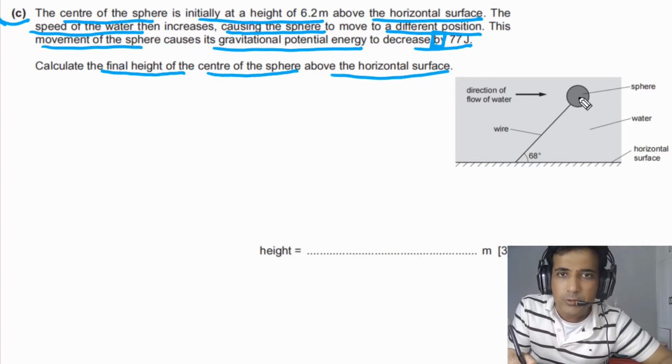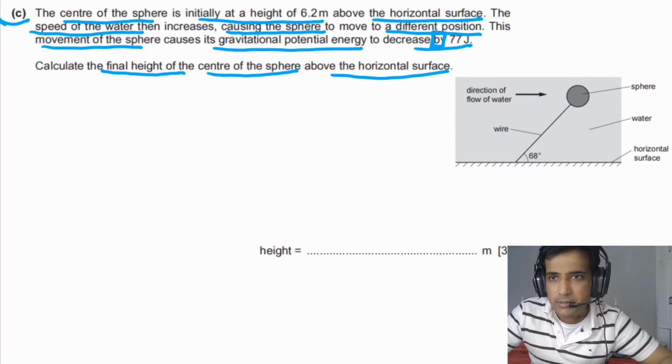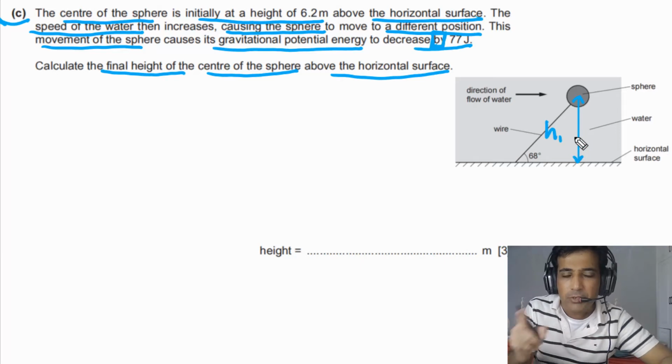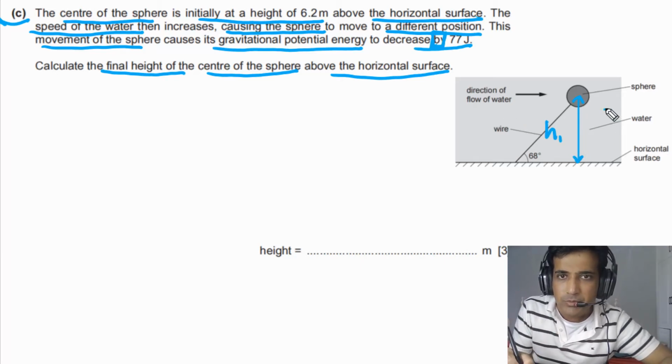So first of all, sphere is here, and in this case, height of the sphere is given. So simply we can draw from the center of this sphere. So this is the initial height. We can label this height as h1. So this is the initial height of the sphere. And then its gravitational potential energy decreases. It simply means that height of this sphere decreases. So we can imagine sphere is at this position now. And for this one, we can also draw the line, so you can imagine sphere is here.